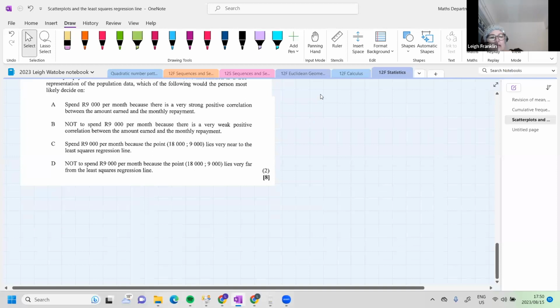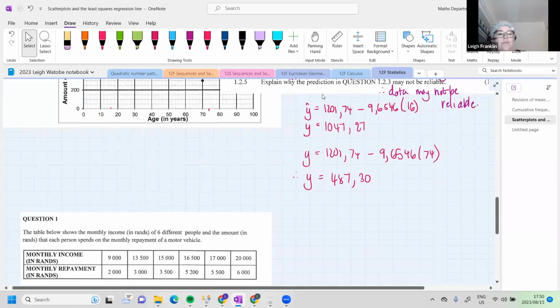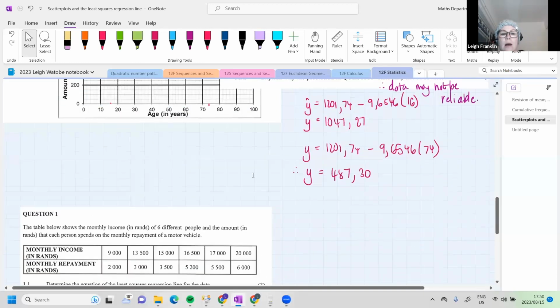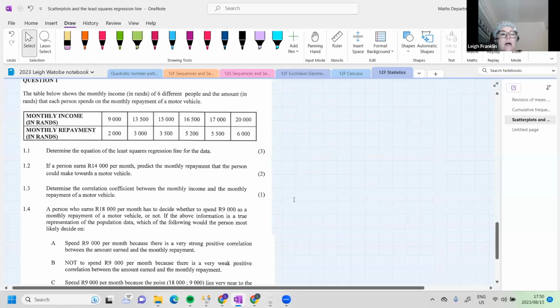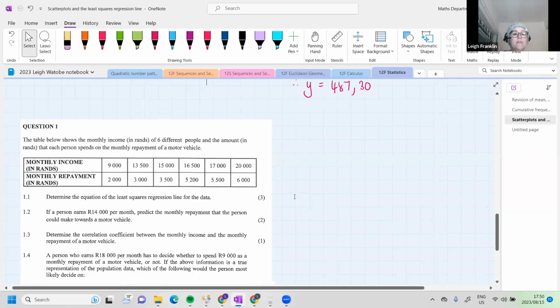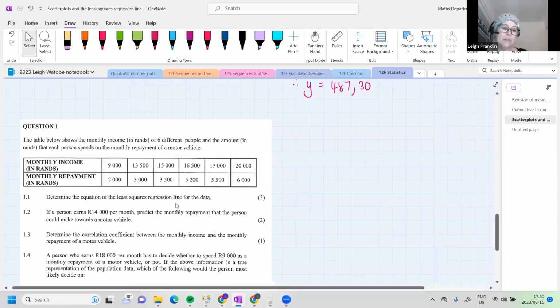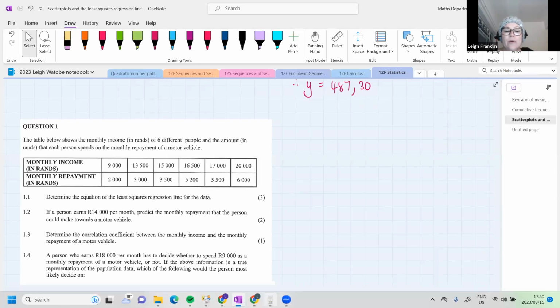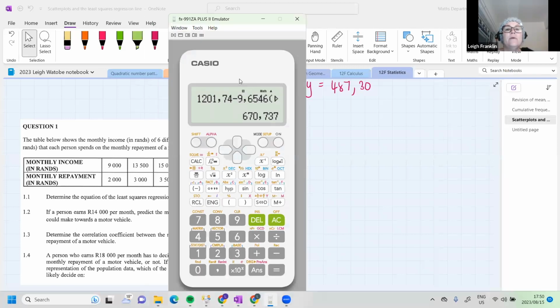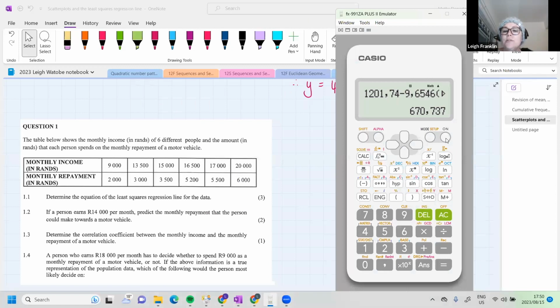Okay, so we've only got 10 minutes left. Let's just see if we can fit in this question as well, depending on how time goes. The first thing they want us to do, they've given us monthly income of 6 different people and the amount that they spend on the repayment of a motor vehicle. So let's see if we can work out the equation of the least squares regression line quickly. You guys work out what that is, and then you can share your answers with us.